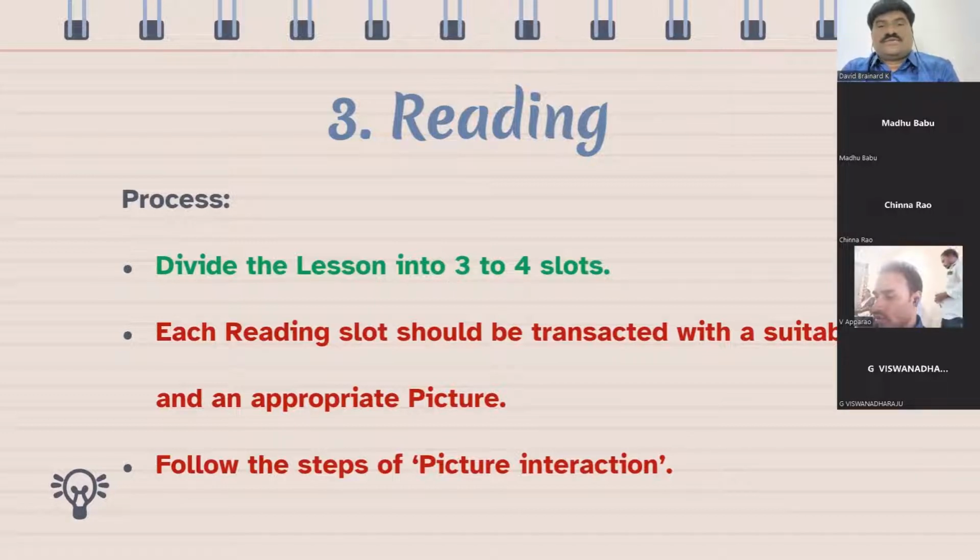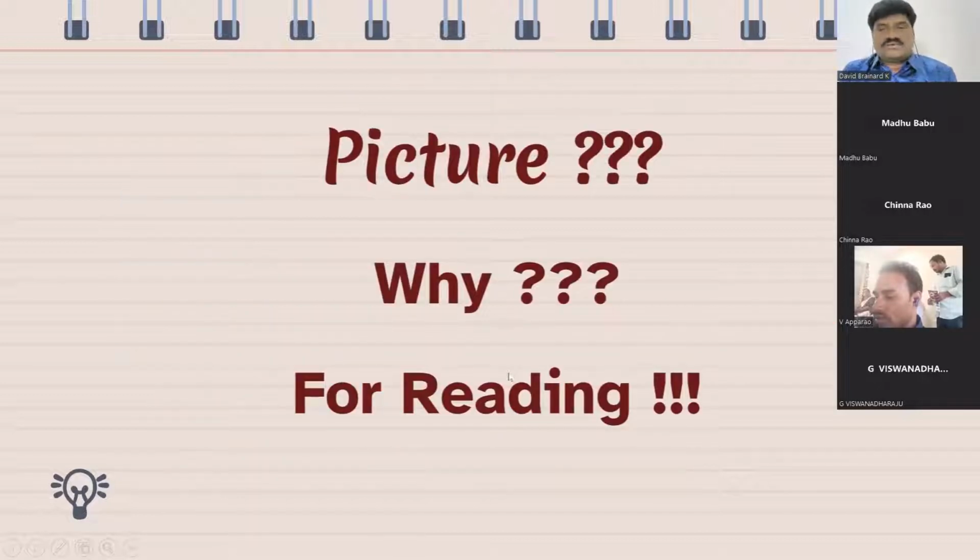But before that, we need to do some picture interaction. Now you would ask: in the reading part, picture? Why? For reading, why do we need a picture? This is a question in your mind. Each page will have at least one picture. You can pick that picture, or you can even collect another suitable picture so that the students will get some information from it. What happens while transacting the picture is that keywords will be derived from the students. We will try to bring out some simple sentences.